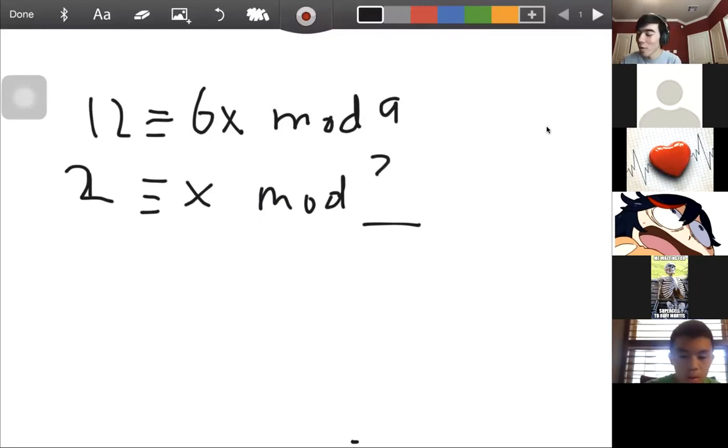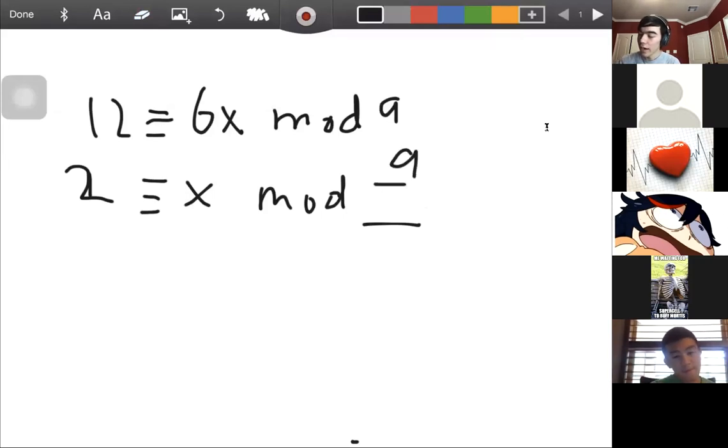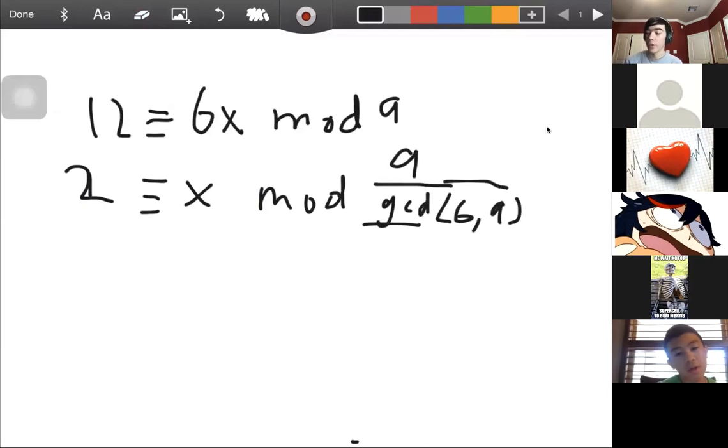So some of you are saying mod 3 over 2. Do you guys know what mod 3 over 2 means? Mod 3 over 2 is not something you guys should concern yourself with for now. It's not that. Okay. So what this actually is, we divide 9 by the GCD of 6 and 9. So 6 and 9 share a common factor of 3. So this would actually be 9 over 3, which is equal to 3.